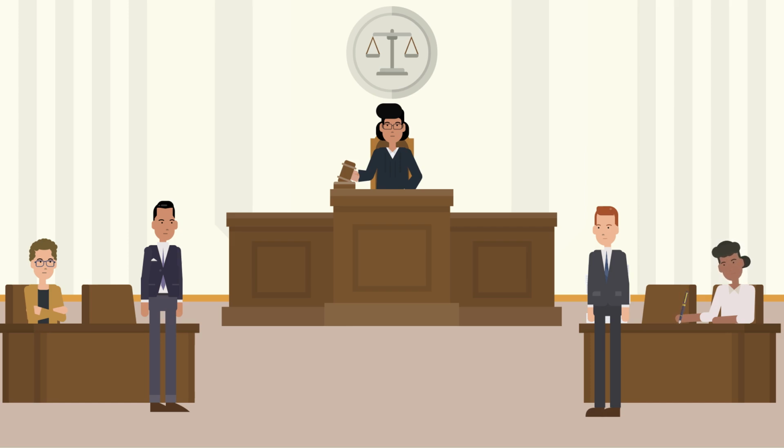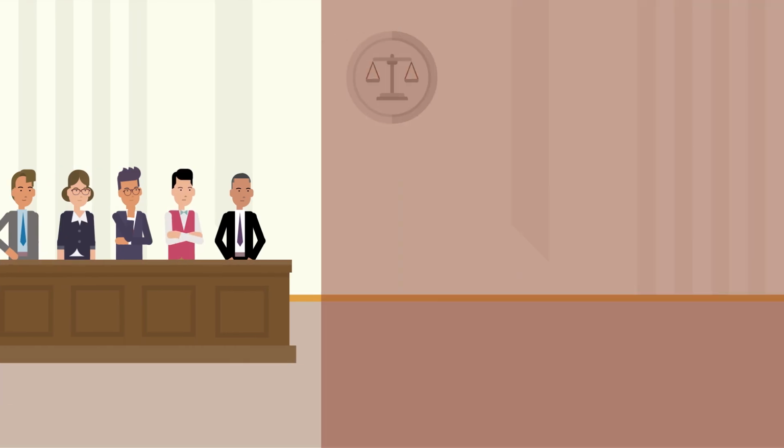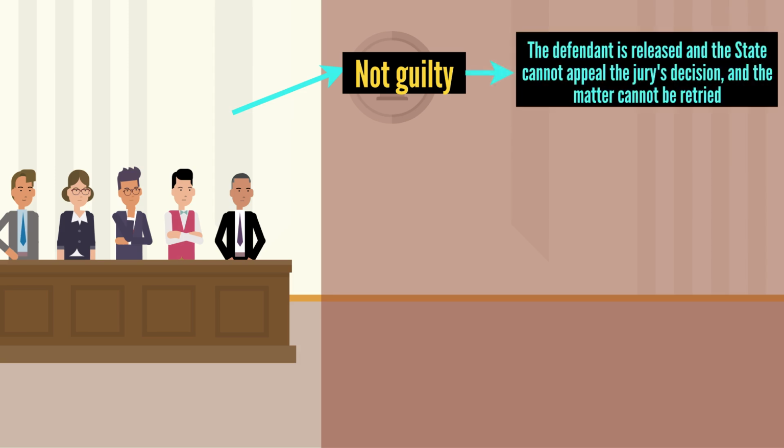The judge then instructs the jury on the applicable laws and their duty. A unanimous agreement by the jury is required to find the defendants either guilty or not guilty. If the jury returns a not guilty verdict, it signifies their opinion that the state failed to prove the case beyond a reasonable doubt, leading to the defendant's release. The state cannot appeal the jury's decision, and the matter cannot be retried.